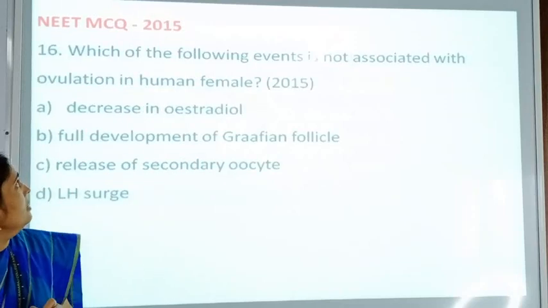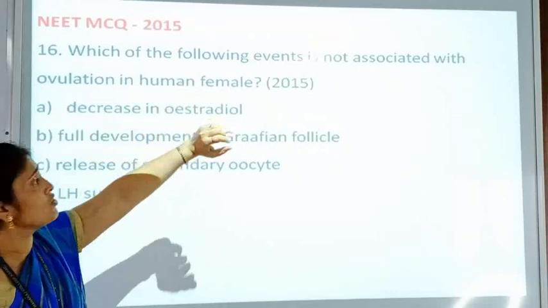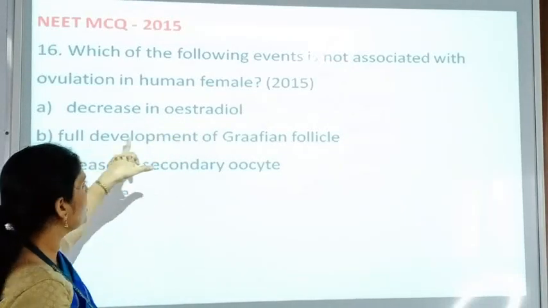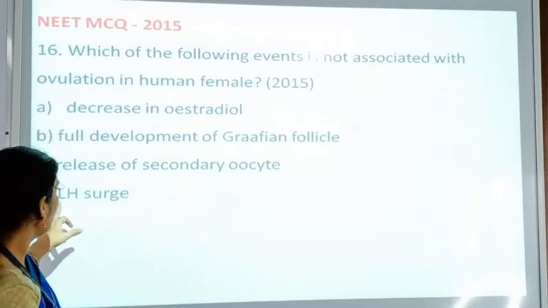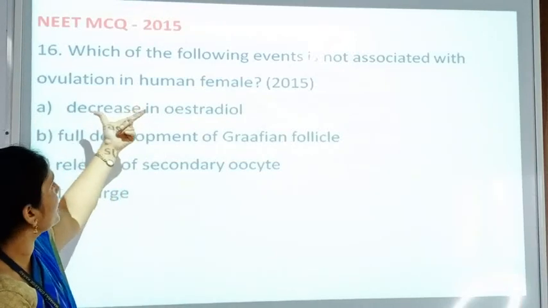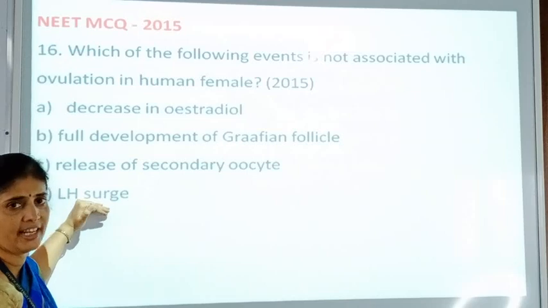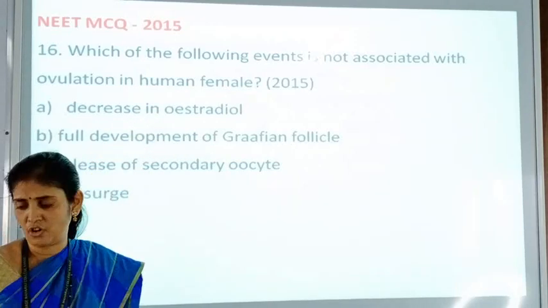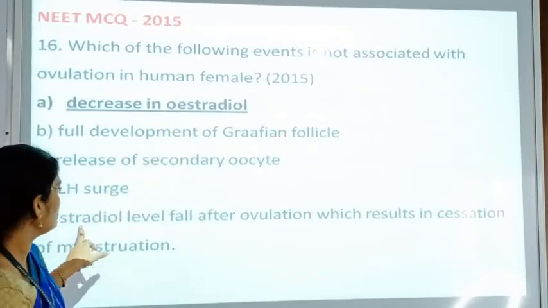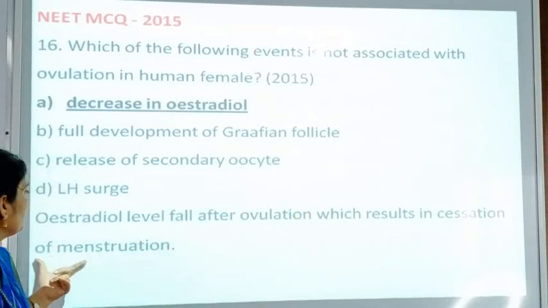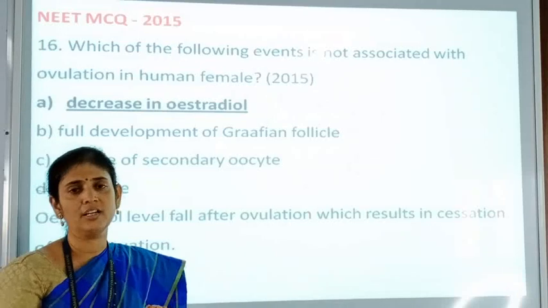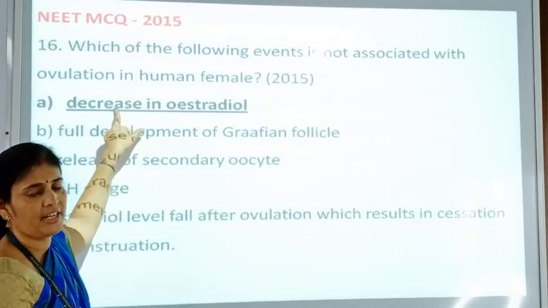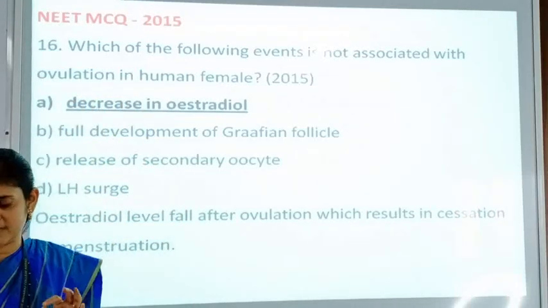Okay, now another question: which of the following events is not associated with the ovulation in the human female? The options are decrease in estradiol, full development of Graafian follicle, release of secondary oocyte and LH surge. During ovulation there is an LH surge, the secondary oocyte is released, and we see full development of the Graafian follicle. So here the answer is the decrease in estradiol, because estradiol level falls after ovulation, which results in the cessation of the menstruation. So this estradiol decrease is not associated with ovulation. When ovulation is occurring, there is an increase in estradiol. It is the correct point. When there is an increase in estradiol, ovulation takes place. So this is the question.